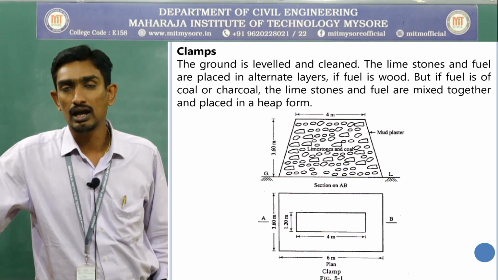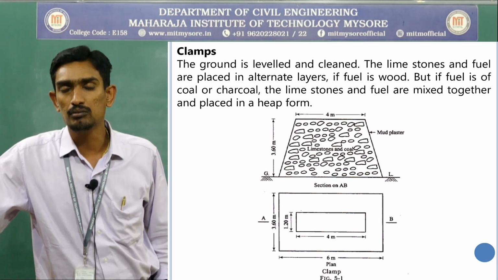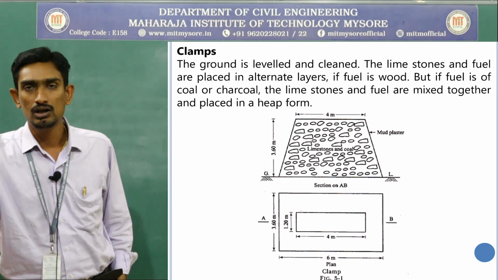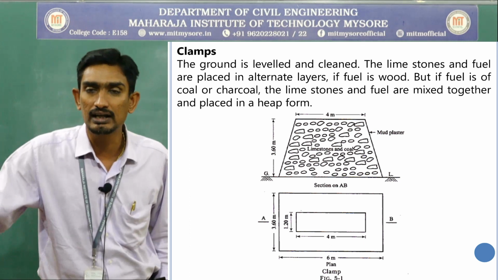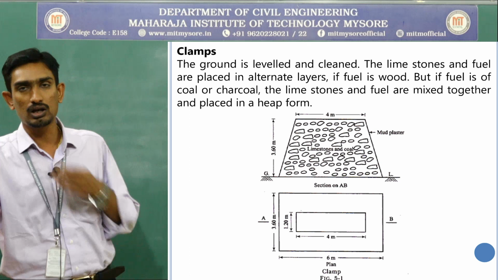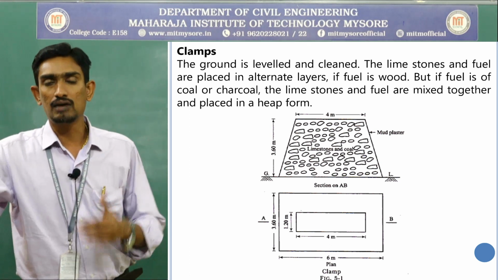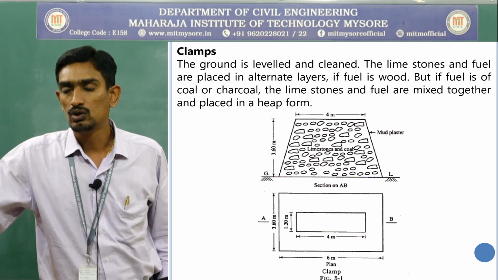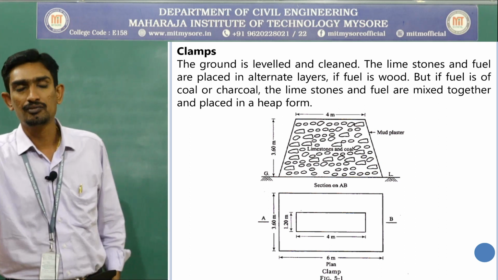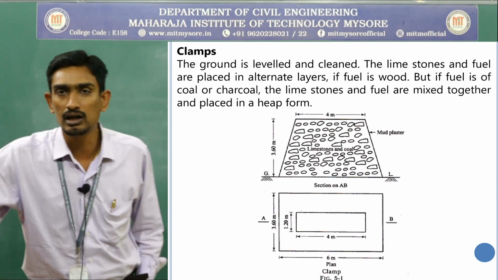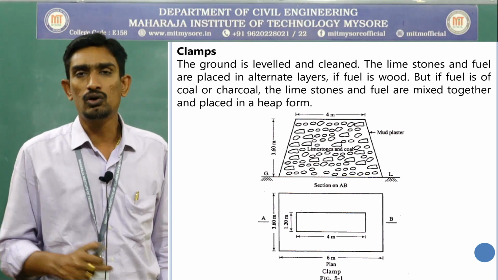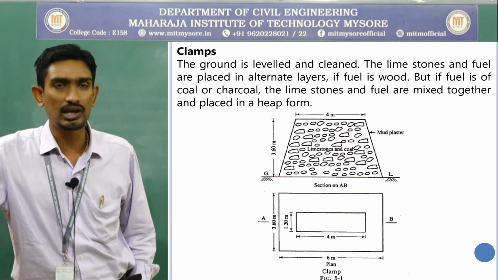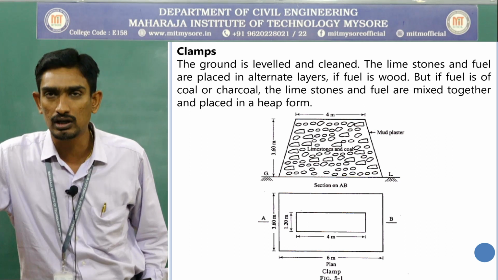At the bottom I am going to keep the fossil fuels, preferably coal, and I am going to ignite the fire, maybe with wood or whatever, at the bottom, and I will allow the limestone to burn for a particular number of days. As I mentioned, in the intermittent kiln and continuous kiln there will be control over the temperature, but in this case there will be no control over the temperature.